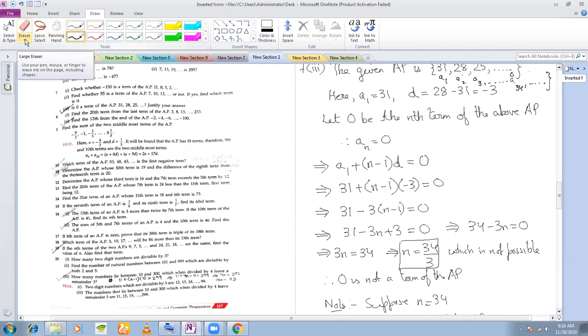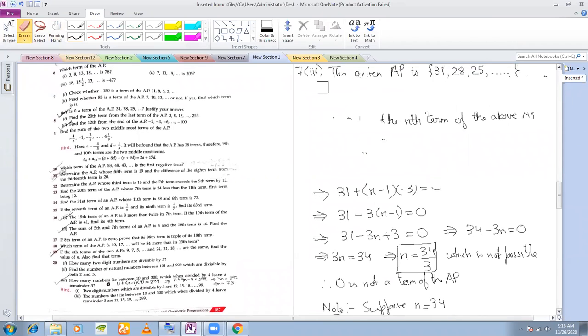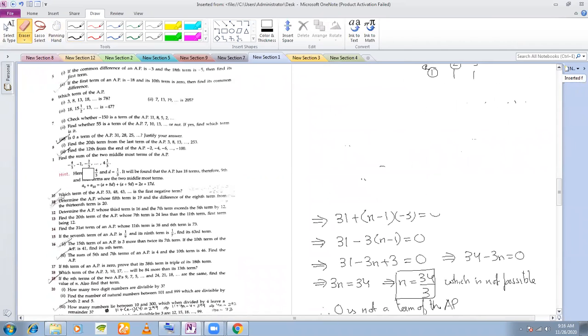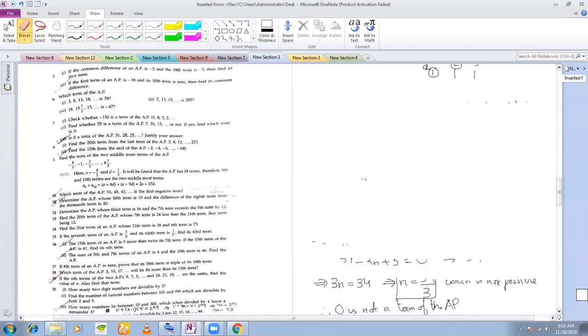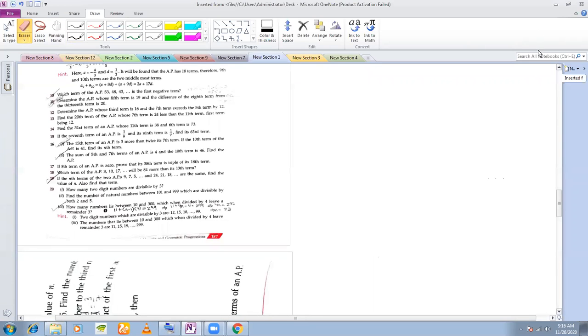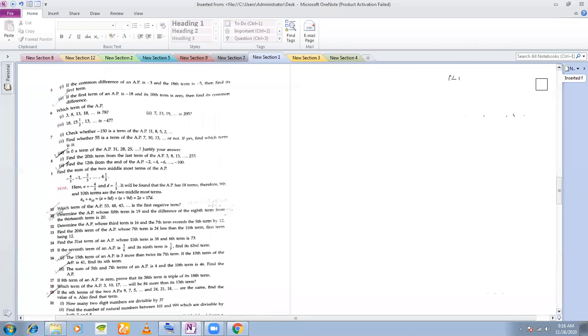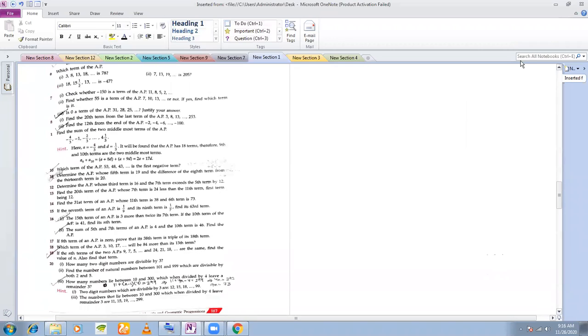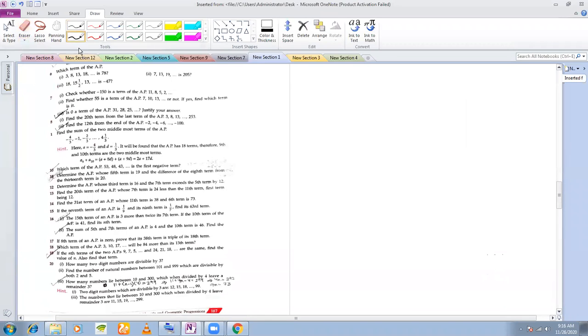Let us do 8.2. If you have any questions from the question that I am not solving, you can ask. A2. Find the 12th term from the end of the AP.